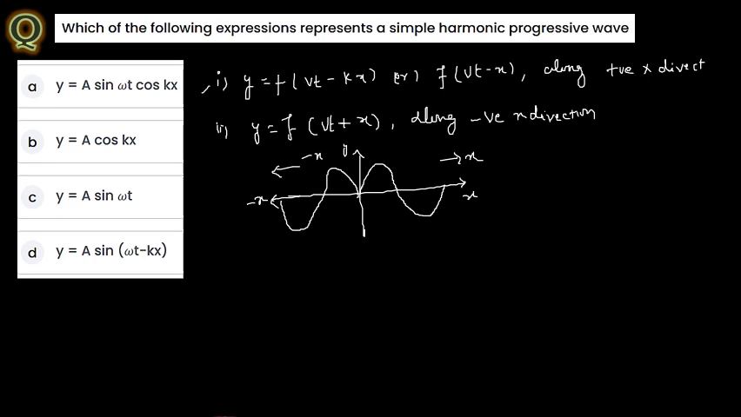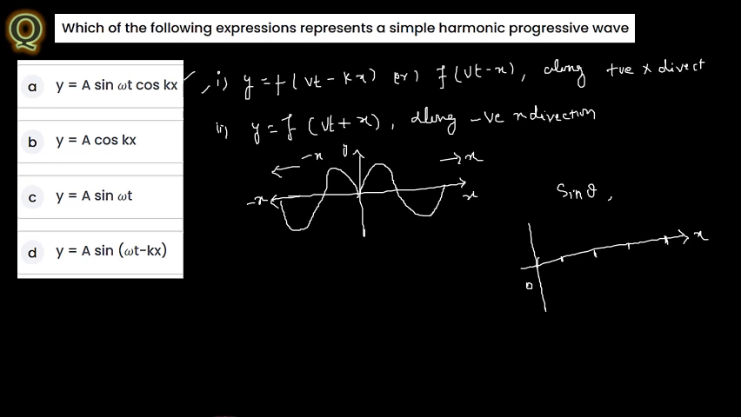The first option here is y equal to a sin omega t and cos kx. What do we mean by a sine wave and a cos wave? Take the first one. For a sine theta wave, let me draw and show how it forms. Along the positive x axis, this is 0, this is pi by 2, 2 pi by 2, 3 pi by 2 and 4 pi by 2 here.